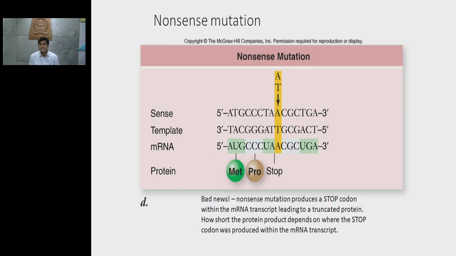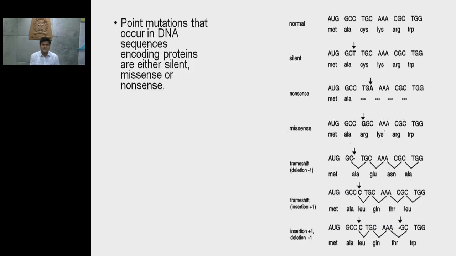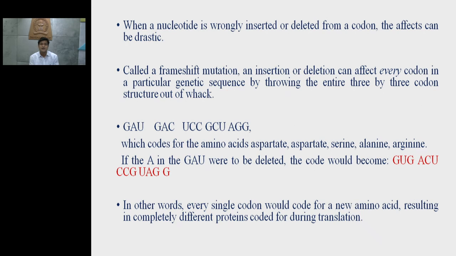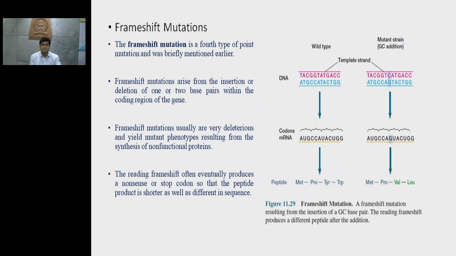In nonsense mutation, there is a premature synthesis of the protein before the complete synthesis or encoding of amino acids. There is an insertion of a stop codon. This is also because of a transition type of mutation. So we can see here the complete normal, silent, nonsense, and missense kinds of mutation. Another mutation is frame shift mutation.